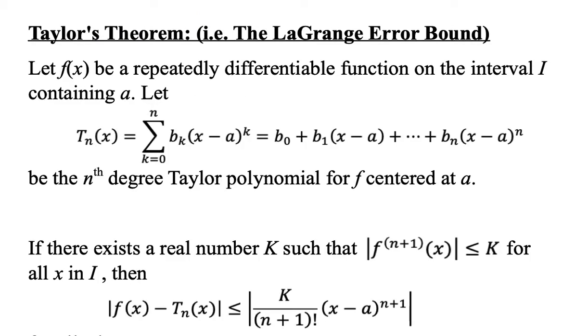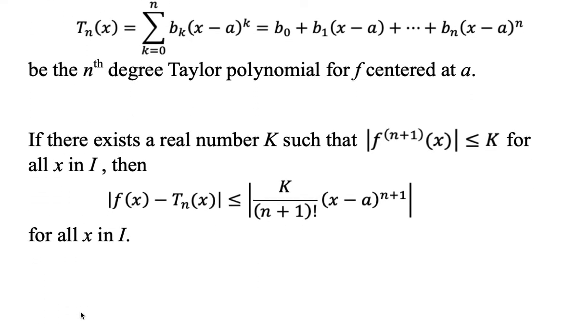Taylor's theorem, also known as the Lagrange error bound. Let f of x be a repeatedly differentiable function on the interval I containing a. Let T sub n be the degree n Taylor polynomial for f centered at a. If there exists a real number k such that the absolute value of the n plus first derivative of f at x is less than or equal to k for all x in the interval, then the absolute value of the difference between the function f of x and the Taylor polynomial approximation of degree n is less than or equal to k over n plus 1 factorial times x minus a to the n plus 1 for all x in the interval.